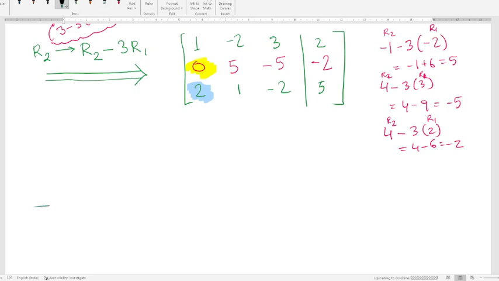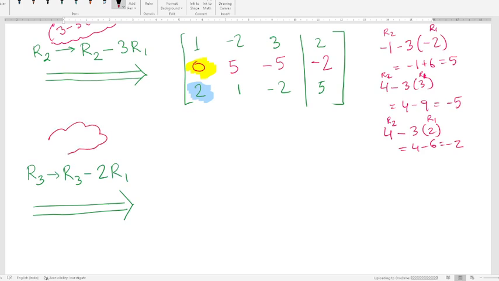Again, this 2 is in R3. So we are going to change our R3 as R3 minus 2 times R1, right? Now what will happen here? The number 2 will be the R3 element in the first column, minus 2 times the R1 element, which is 1. So 2 minus 2 will get that as 0, correct? So let's write it down.